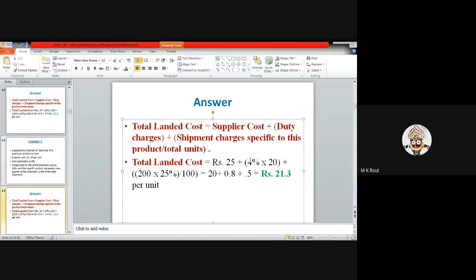And custom duty or duty charges is given 5%. That is multiplied with cost per unit, that is 25. And the total, or entire shipment, was given 200, with one fourth of the total shipment, that is 25%. And the number of units in the shipment that arrived is 200.